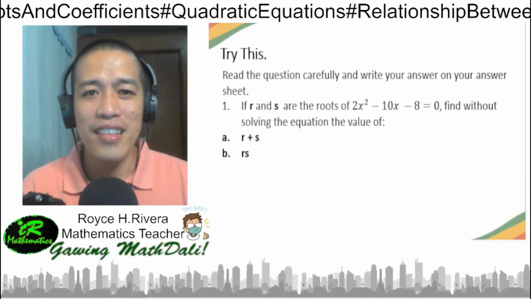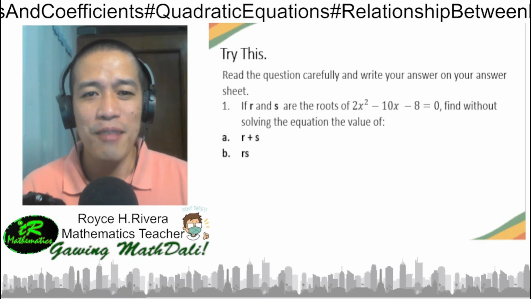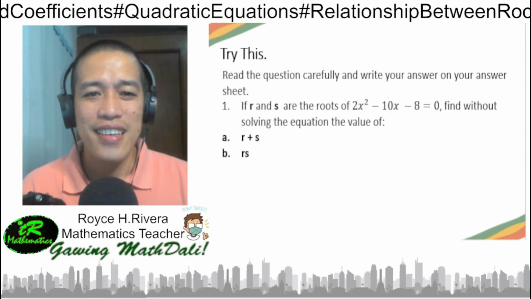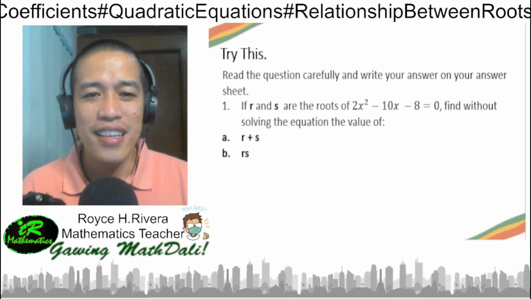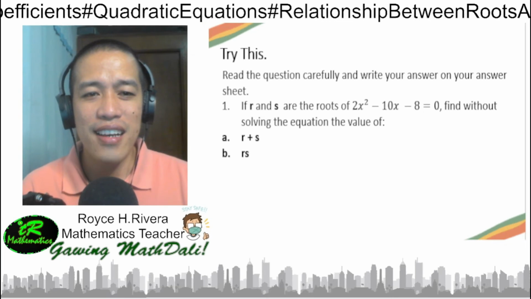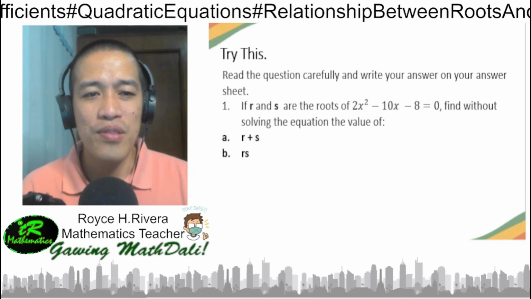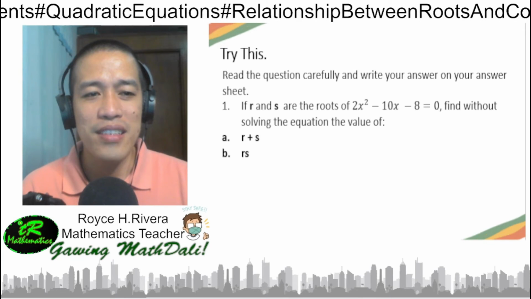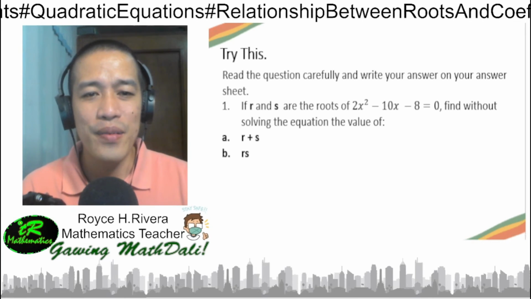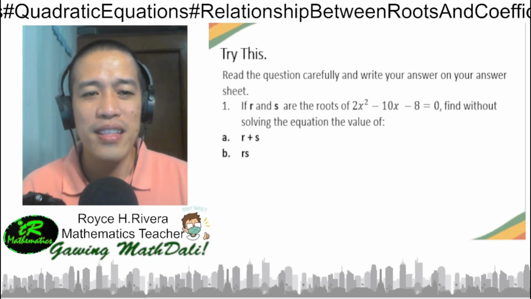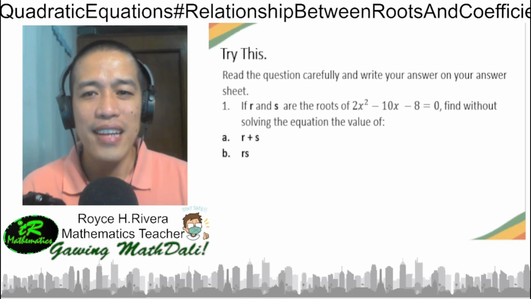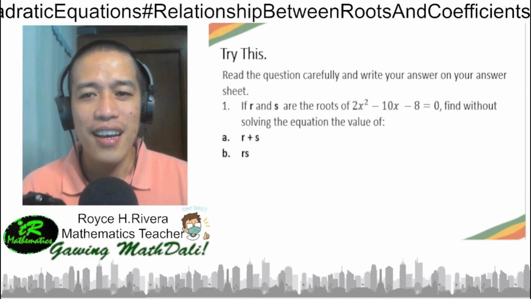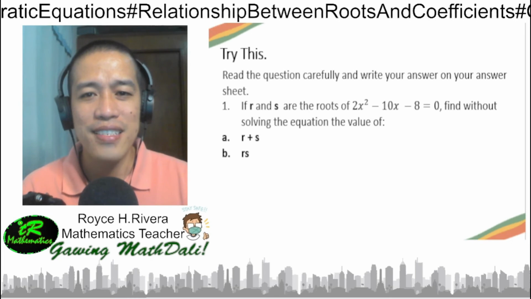Balikan natin yung activity natin kanina. Alamin natin kung paano nakuha ang mga sagot. Item number 1, if r and s are roots of 2x squared minus 10x minus 8 equals 0, find, without solving the equation, the value of letter A, r plus s, and letter B, r times s.